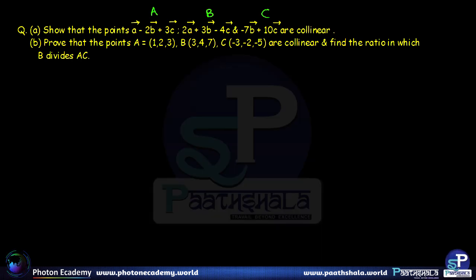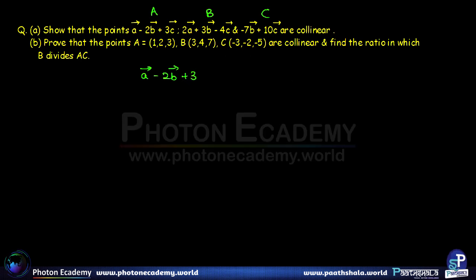So it's not just for B, we can prove that A divides BC in some ratio. The ratio could be internal or external, so it doesn't matter. So now A point is A minus 2B plus 3C, and C point is minus 7B plus 10C.